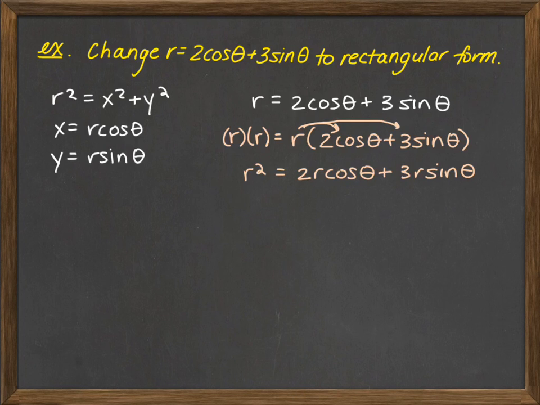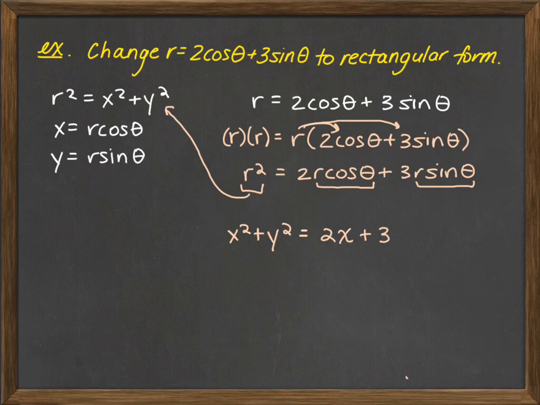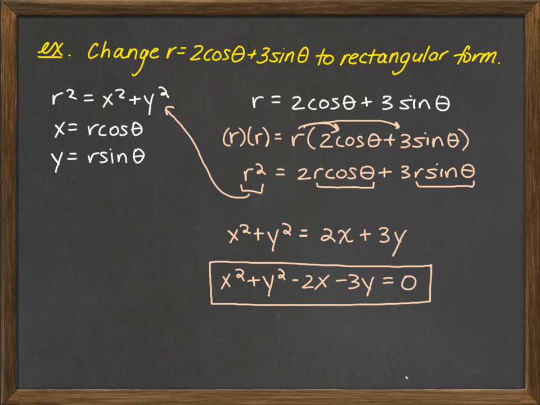Now, what can we do? It looks like now we can actually do some substitution. So we've got r squared, which we can substitute here. We've got an r cosine theta and an r sine theta. So if I rewrite this, I'm going to get x squared plus y squared equals 2, and then r cosine theta becomes x, plus 3, and then r sine theta becomes y. And so if I write this all on one side of the equation, x squared plus y squared minus 2x minus 3y equals 0, I have an equation in rectangular form that I've obtained from an equation in polar form. Okay?